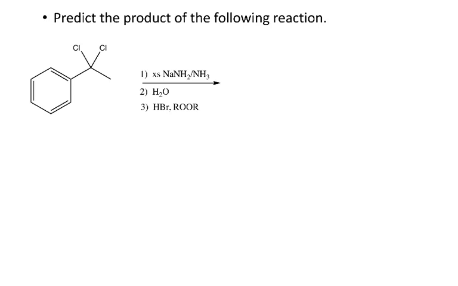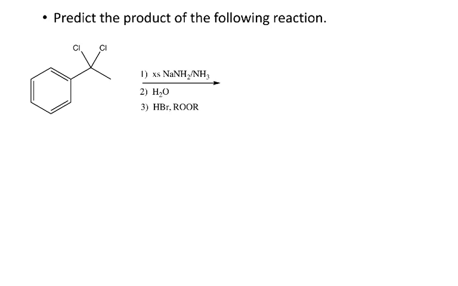All right, now we're going to put some of these together. So we're going to react it with the strong base, sodium amide and ammonia. Then we'll do the water workup to get rid of the acetylide ion. And then we're going to react this with HBr in the presence of peroxides. And so we're going to get anti-Markovnikov addition.